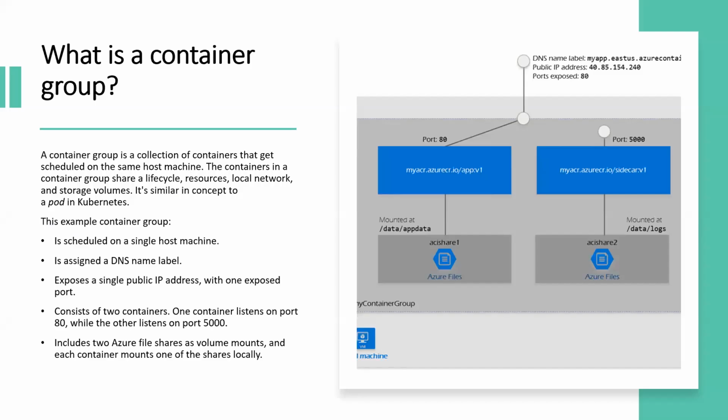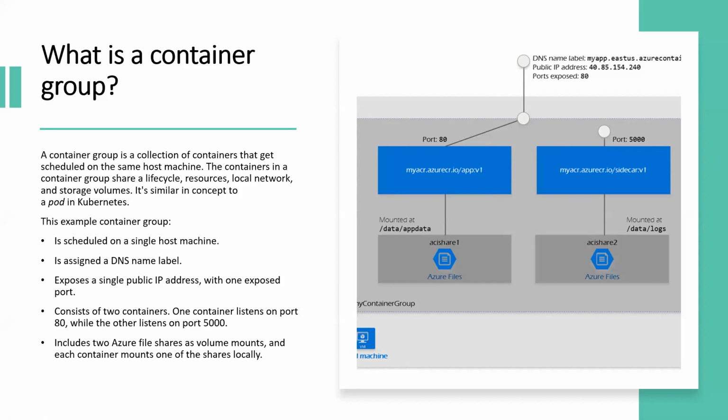What is a container group? A container group is a collection of containers that get scheduled on the same host machine. The containers in a container group share a lifecycle, resources, local network, and storage volumes. It is similar in concept to a pod in Kubernetes.